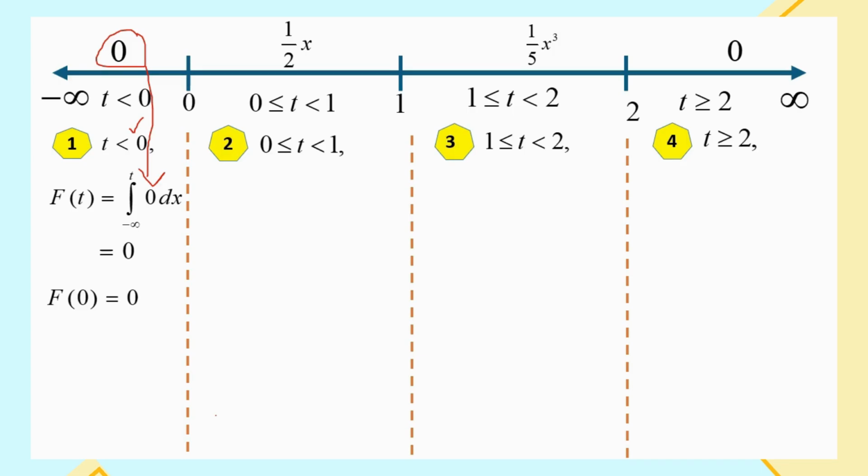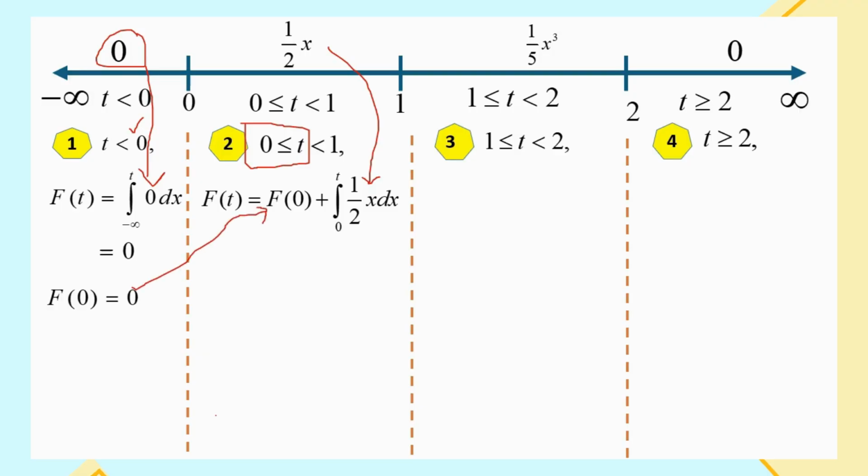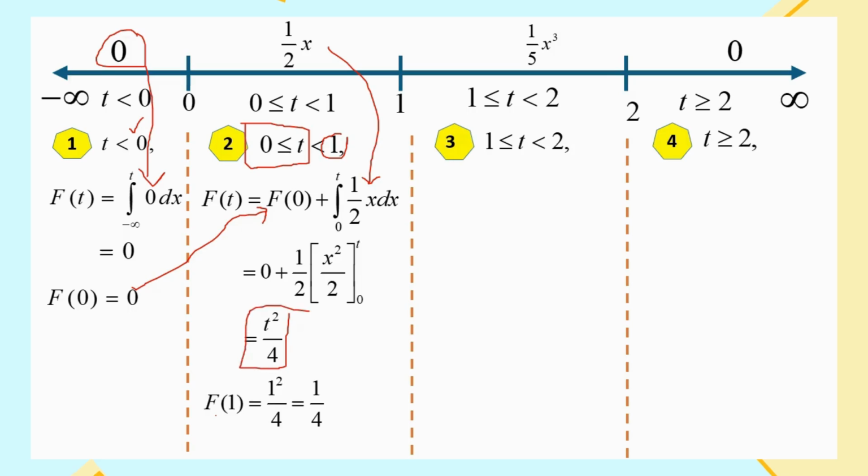After this, we proceed to the second interval. I have to find the cumulative as F(0) plus the integral from 0 to t, where the function is followed through by the second interval, which is 1 over 2x. Since F(0) is 0, I take it from the first interval. So I proceed with my integral, and then I have my cumulative as t squared over 4. After that, I need to evaluate my value of F(1). Based on the function t squared over 4, I have the value of 1 over 4.